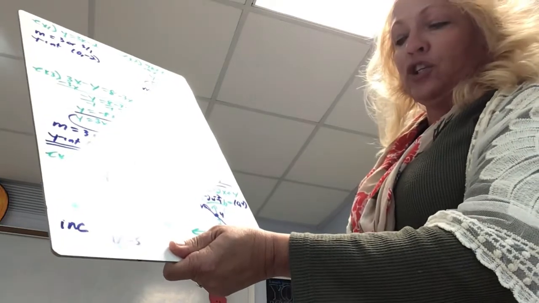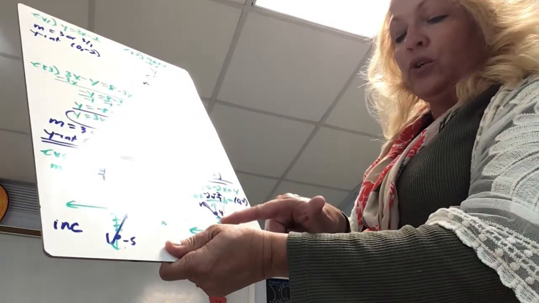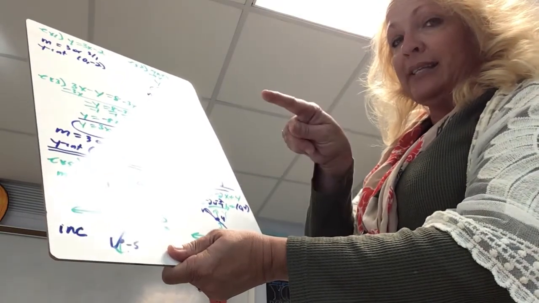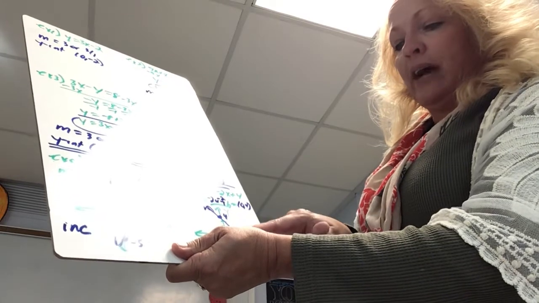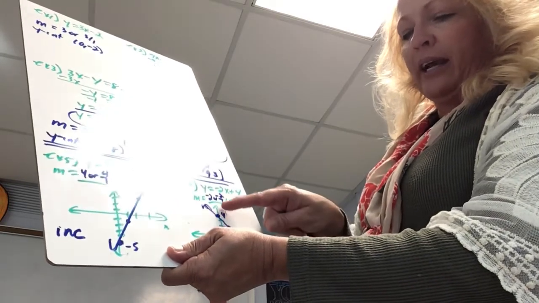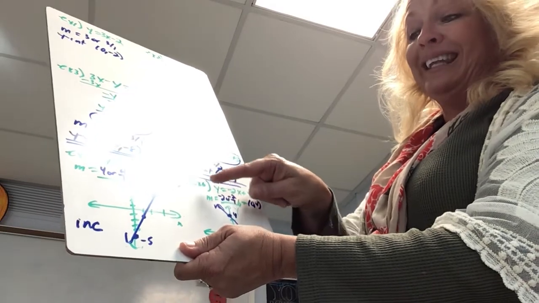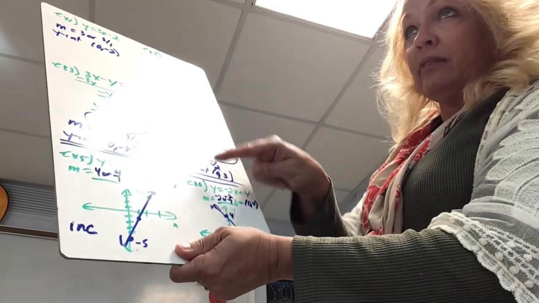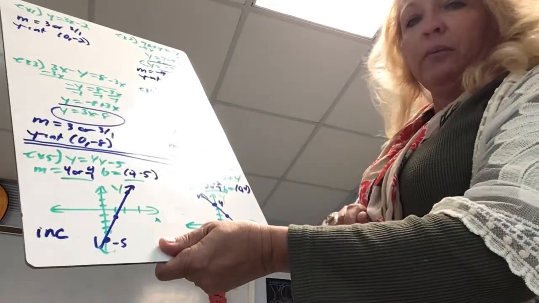Now, a negative 2. Down means negative, so I could go down 2, right 1, because down means negative, right means positive. Negative over positive is a negative. Down 2, right 1. Now, I ran out of room here, but I could have gone up 2, which is a positive, and left 1. Up is positive, left is negative. We get a decreasing line, not a shocker, because my slope is negative.